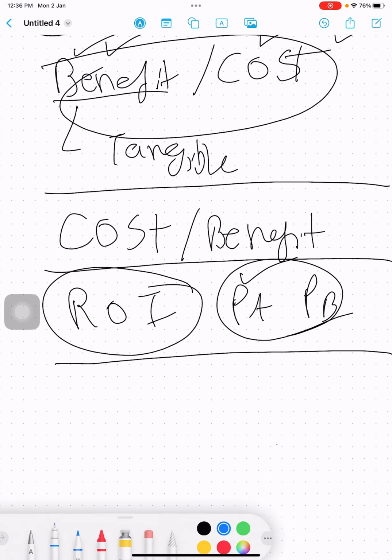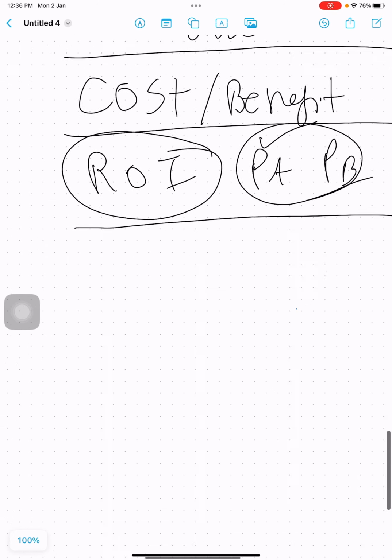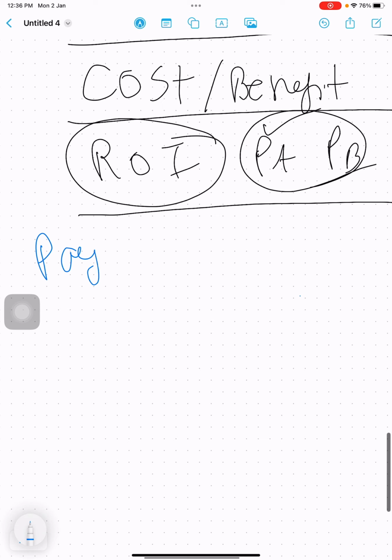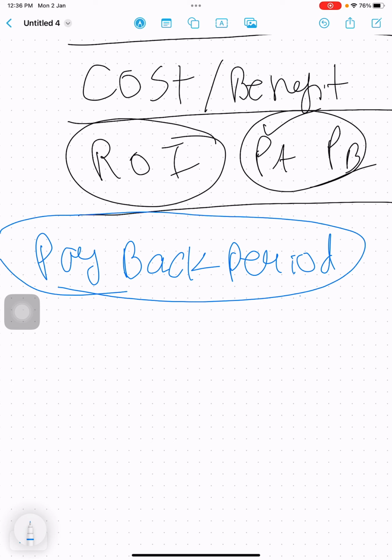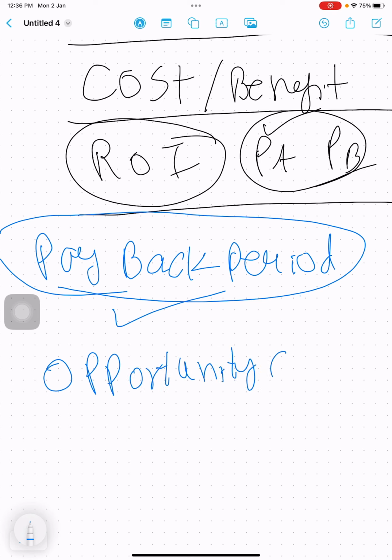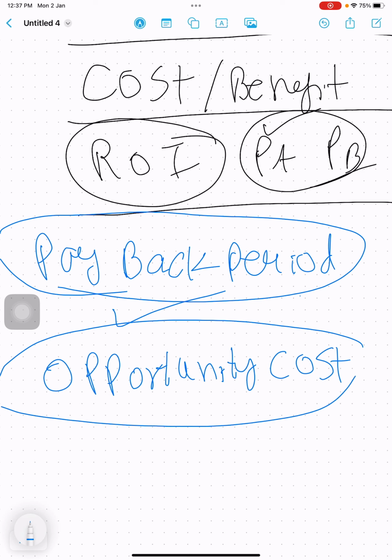Return on investment, we will look into that, ROI. Then payback period. If I invest my money, where will I get my money back? What is the better payback? So we will use payback period for that: which option will give my money back earlier, that will be a better project. We can also see, if we go for this opportunity, what will be the opportunity cost, another parameter to look into when you are choosing a project.